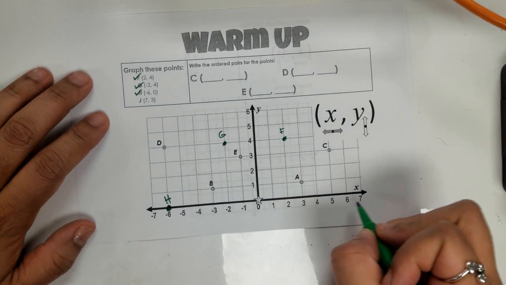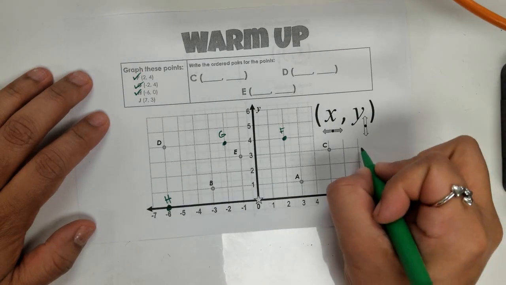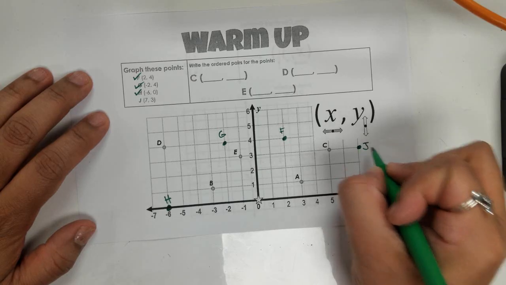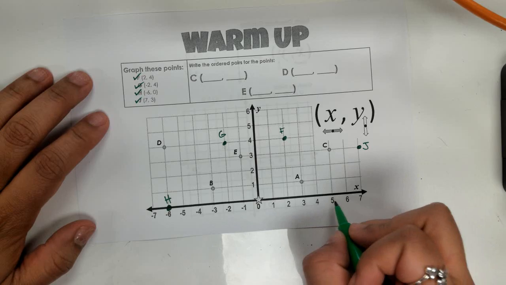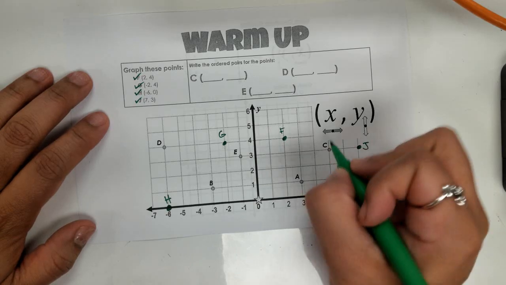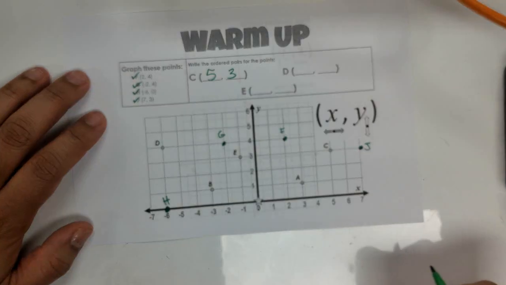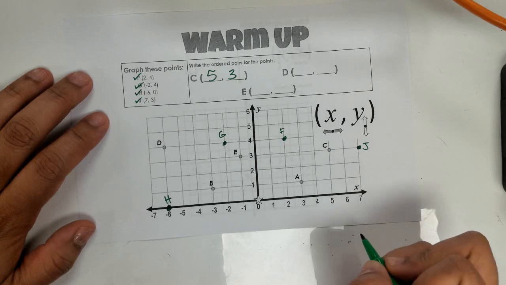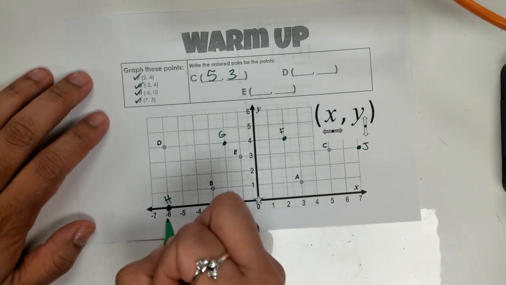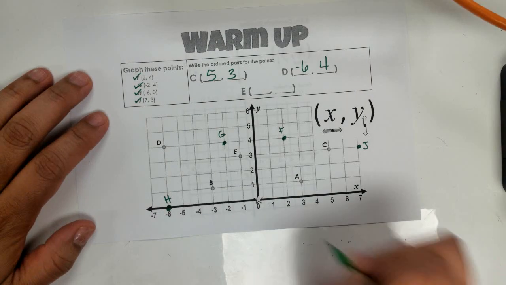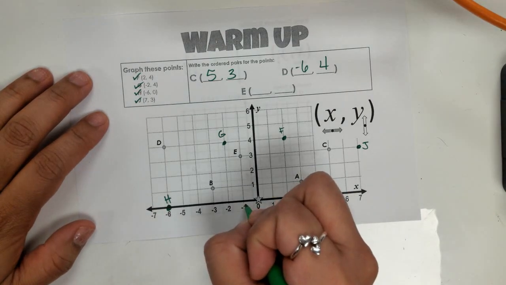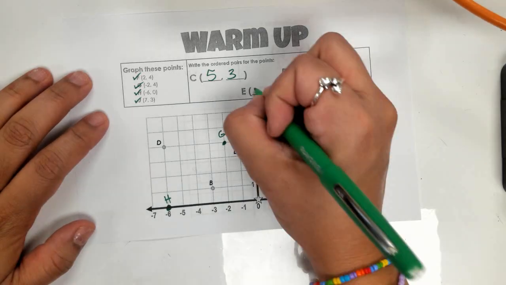J is +7 up +3, so we would graph that as J right there. If we go to C, we're going to go over to 5 and then up to 3. Make sure you're checking your work. For D, we would go over -6 up to 4. And for E, we would go over -1 up to 3.